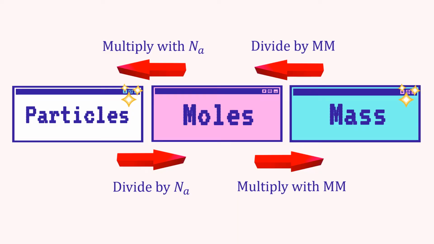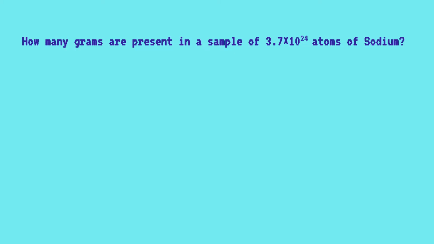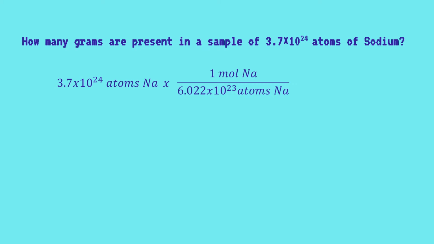So let's begin. Our first example. How many grams are present in a sample of 3.7 times 10 raised to the power of 24 atoms of sodium? Let's put first our given, which is 3.7 times 10 raised to the power of 24 atoms of sodium. Then we divide it by the Avogadro's number, and 6.22 times 10 raised to the power of 23 atoms of sodium can be found in 1 mole of sodium.